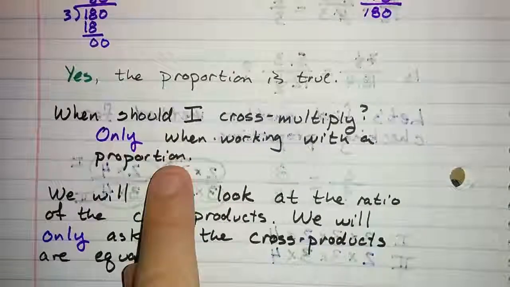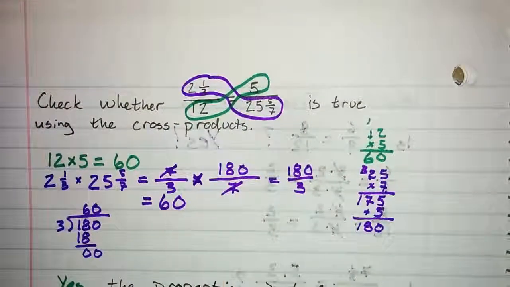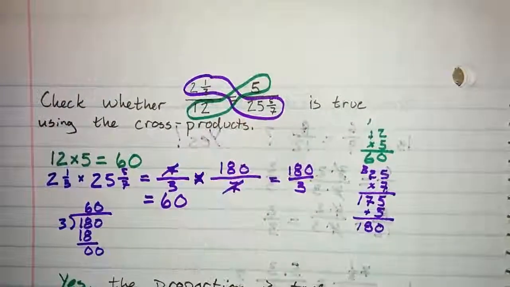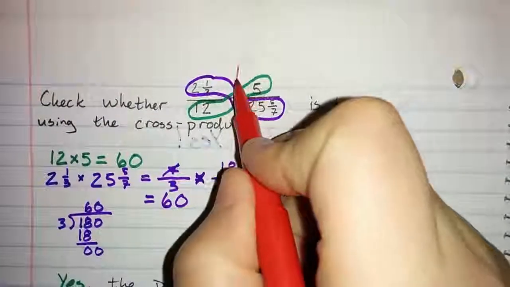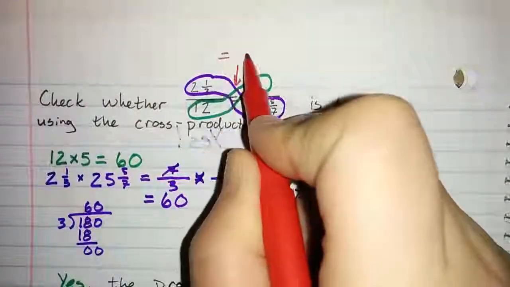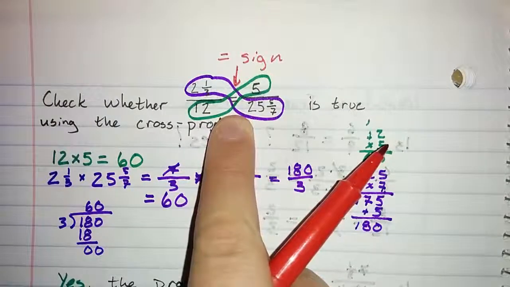You should cross multiply only when you're working with a proportion. When you circle the cross products, this symbol inside where your circles cross, this better be an equals sign. If this is not an equals sign, cross multiplying was not what you wanted.